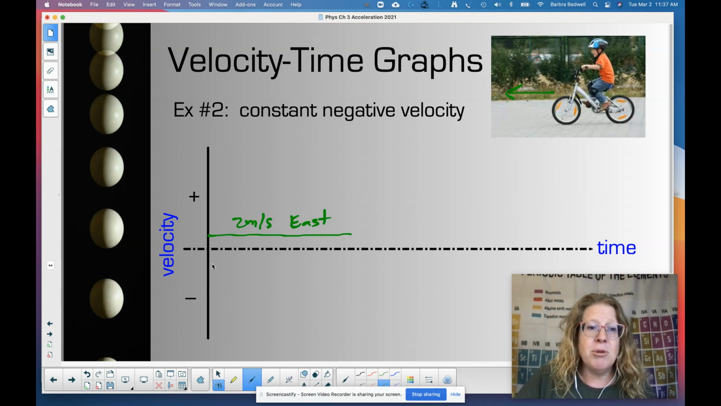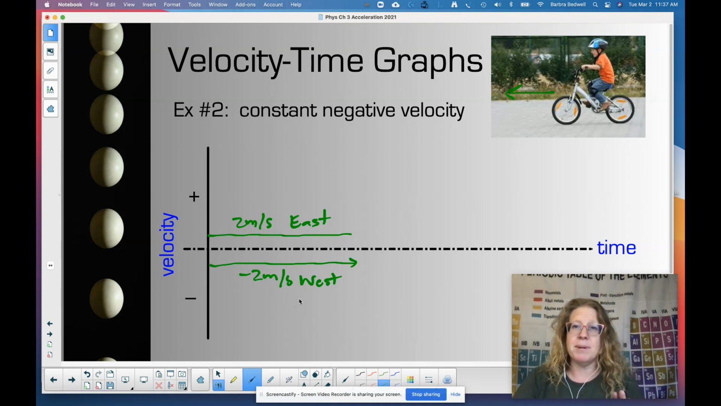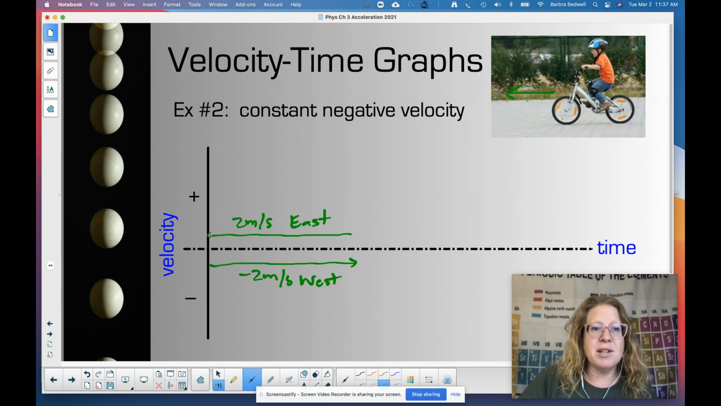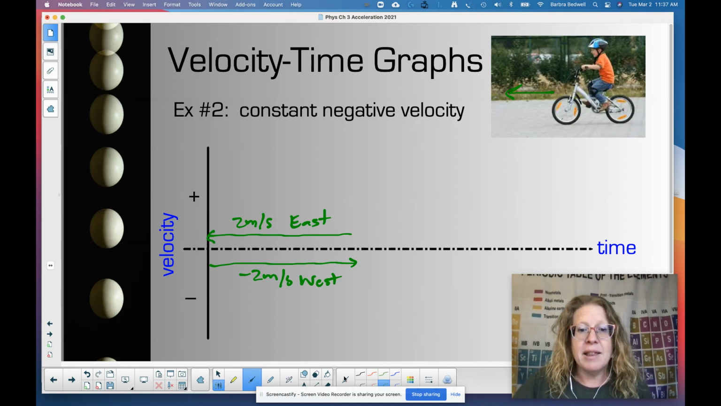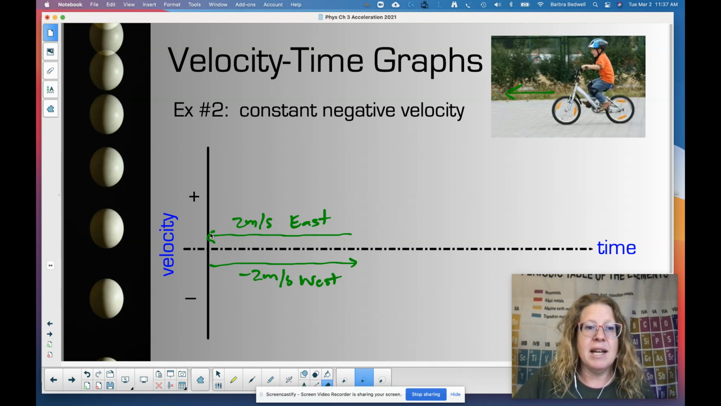That means he's going 2 meters per second this way. His actual velocity is this way, -2 meters per second, which also would mean west. That's what that means in this particular case. East to the right, west is to the left. Now, you wouldn't necessarily draw like this way if he's going to the east or something like that. That's not what that means. The positive and negative sign is what tells you the direction of motion.